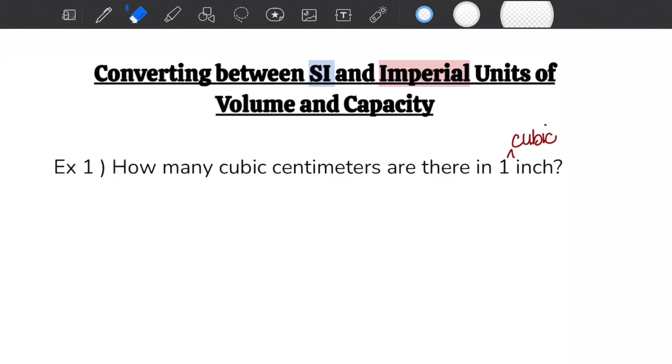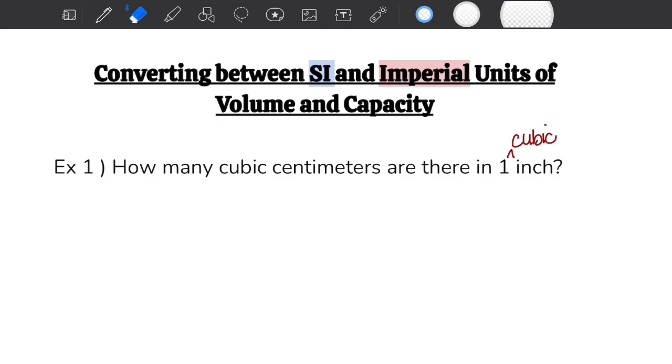Hello. In this video, we're going to look at how to convert SI or metric and imperial units of volume and capacity. So we're not working within metric only or within imperial only. We're going from one system to another system.